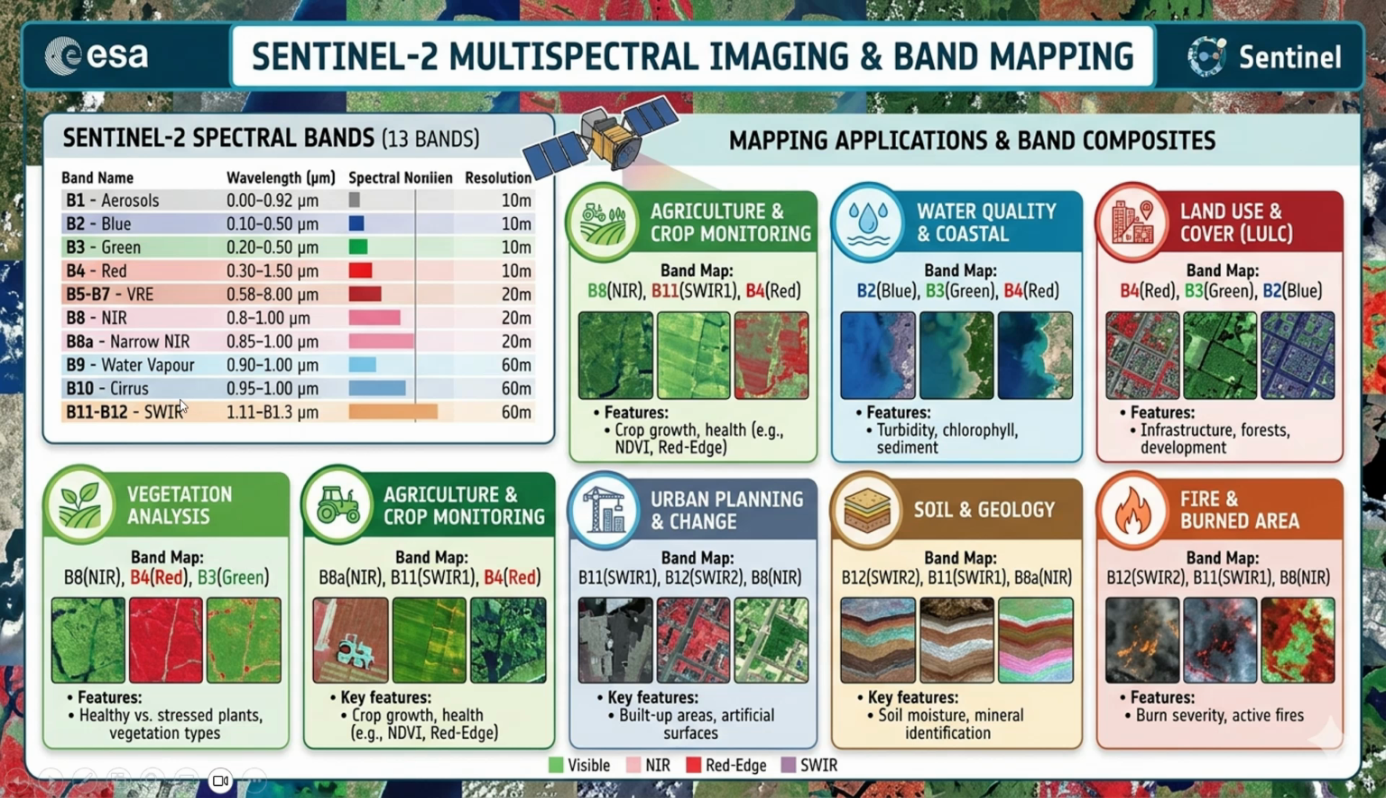So these are the bands that I was talking about. So these are 13 bands, and like I said, depending on the band you have the resolution here. So these particular 4 bands have 10-meter resolution, then the next 3 have 20 meters, and the last 3 have 60 meters band resolution. Now you have different applications for this. So a combination of B8, B11 and B4 helps us with the agricultural monitoring. The water quality is with the help of B2, B3 and B4. Land use, LULC, that we are talking about, is with the help of B4, B3 and B2.